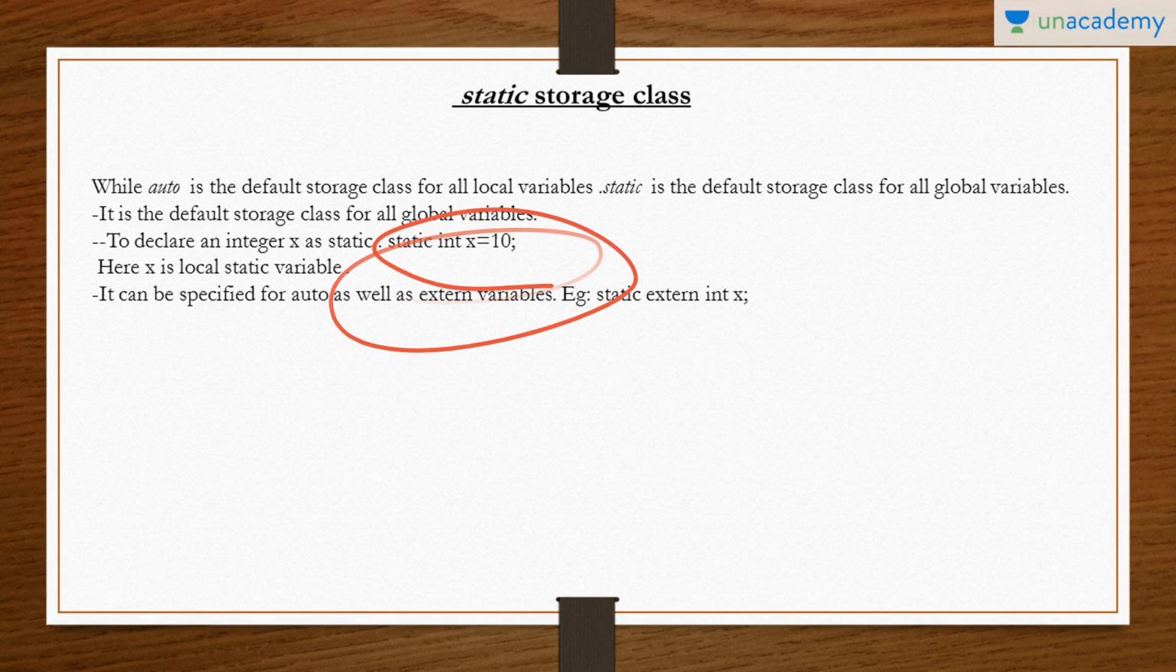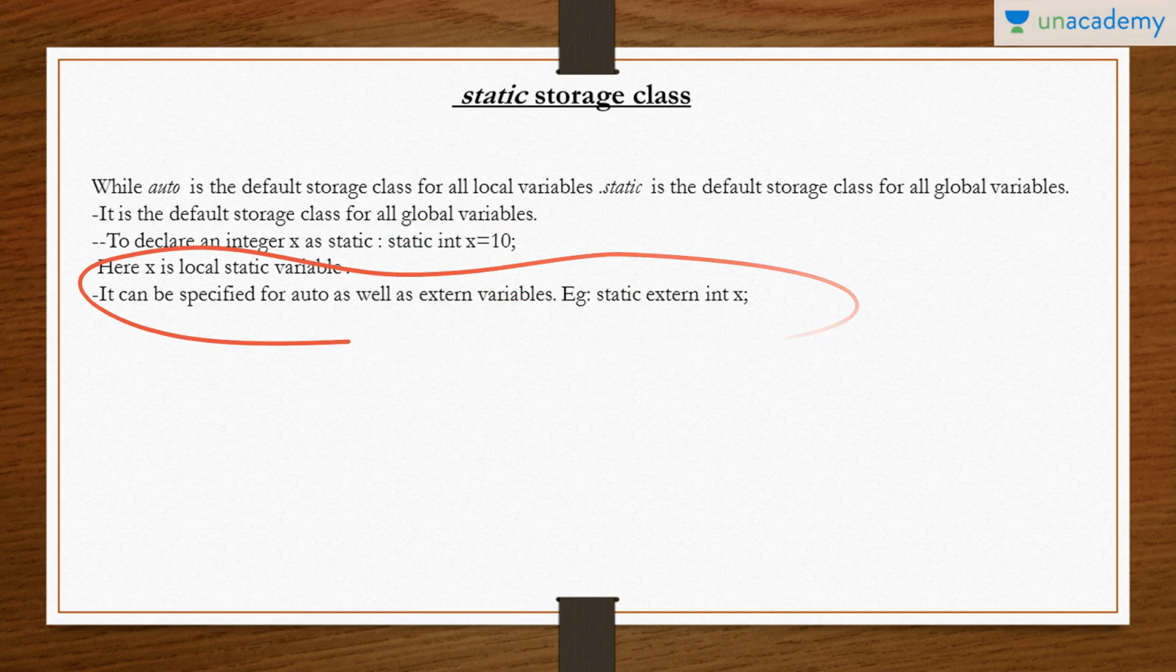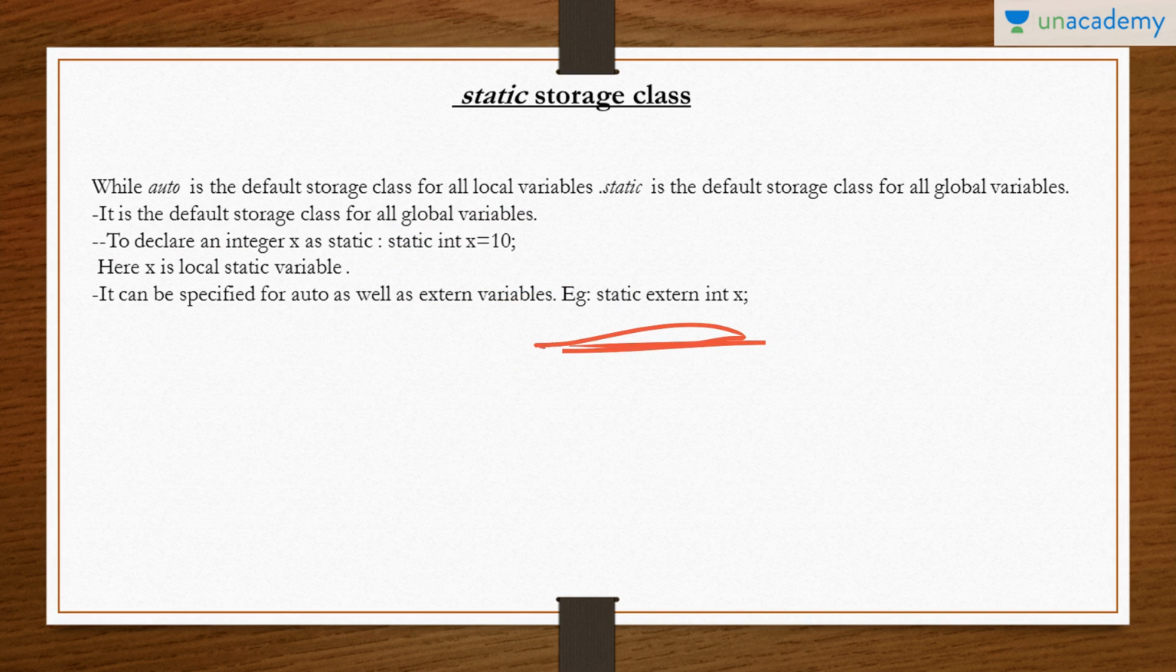So here x is a local static variable. There is a static variable and there is a dynamic variable, but here we use static, meaning single and stable; it will not be changing. It can be specified for auto as well as external variables, meaning here is the example, static external. I am not giving you a program relating to the static storage class since it may not be used much in our further programs and sessions, so I will not be giving this program today.